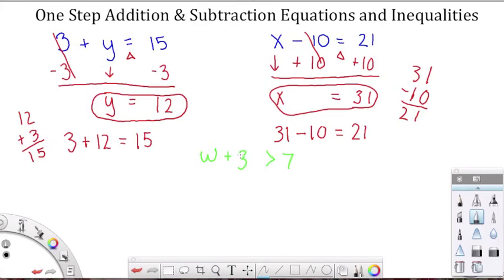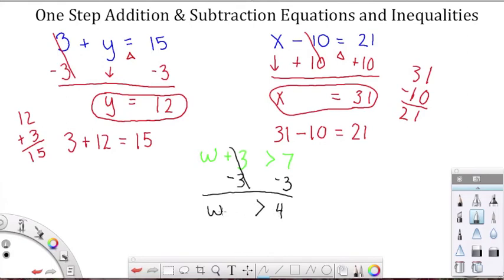So we have a 3 here, a pesky 3. How do we get rid of a pesky 3? We subtract it. And what we do to one side of the inequality, we must do to the other. What we do to the left, we must do to the right. So we take 3 away, bye-bye 3, it's gone. We are just left with a w. We bring down our greater than sign, and 7 minus 3 is 4.